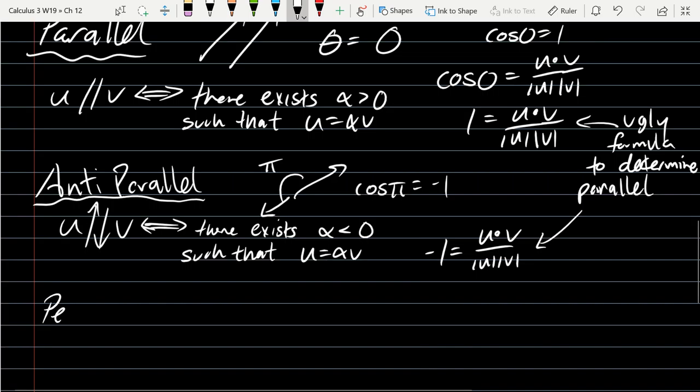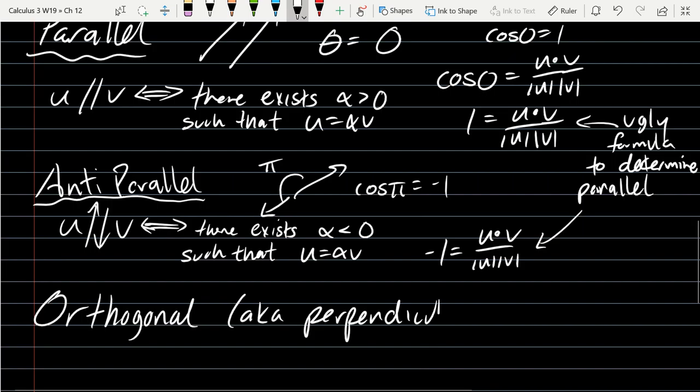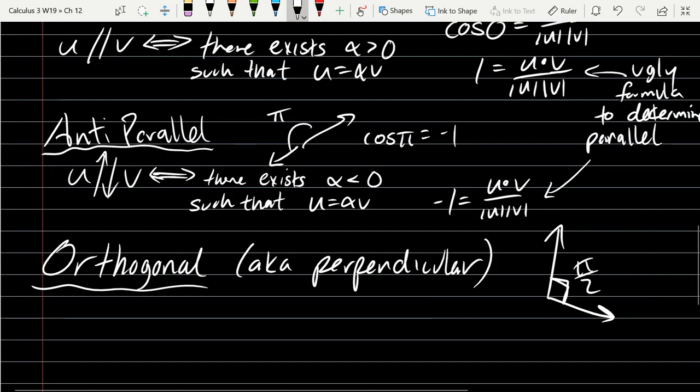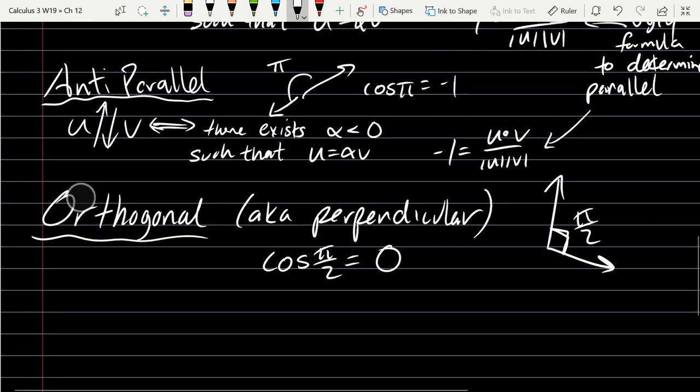So if we have perpendicular, well, I'm going to use the word orthogonal first, AKA perpendicular. So that is two vectors have a right angle, which of course is pi over 2. And cos pi over 2 is 0. So cosine is a much nicer value at pi over 2.